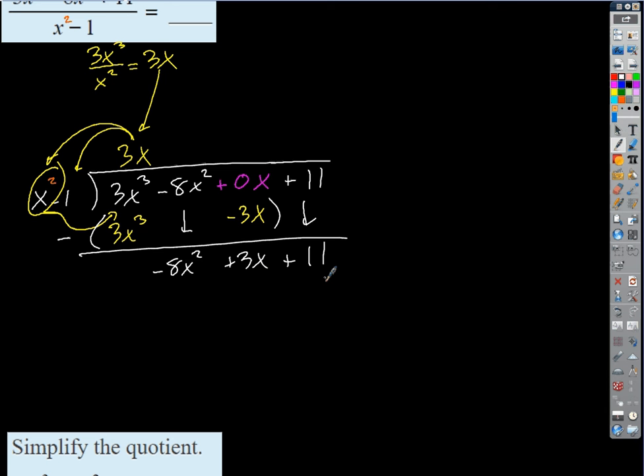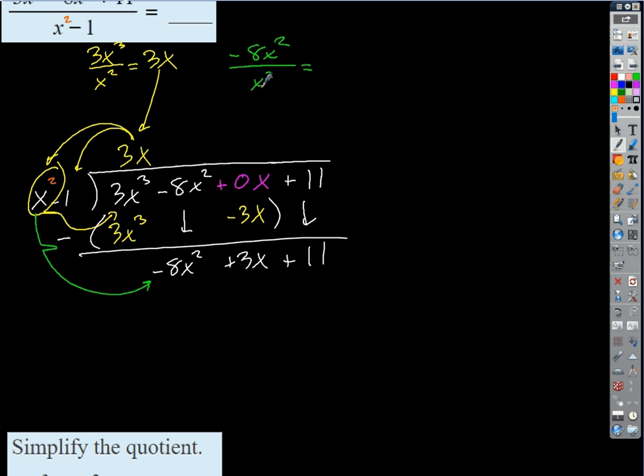And we'll start over. Okay? You see what I'm saying? 0 minus negative 3x. Remember, when you're subtracting here, you're always going to subtract out front whatever's inside, right? So it's 0 minus negative 3x, so it becomes a plus 3x. Okay? So then we start over. Now, how many times does x squared divide into negative 8x squared? So negative 8x squared divided by x squared equals what?